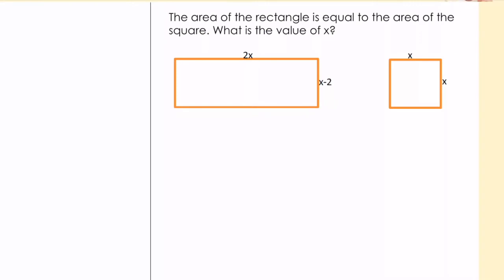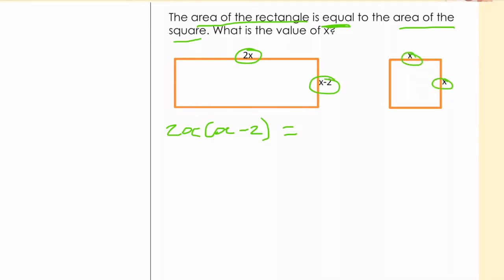Right, let's go through this question together. So we've got the area of the rectangle, so that's going to be this value multiplied by this value. Write the second one in brackets because it's got 2 terms. It is equal, so we can just write our equal sign, to the area of the square. So x times x is x squared. Okay, so that's our starting equation.